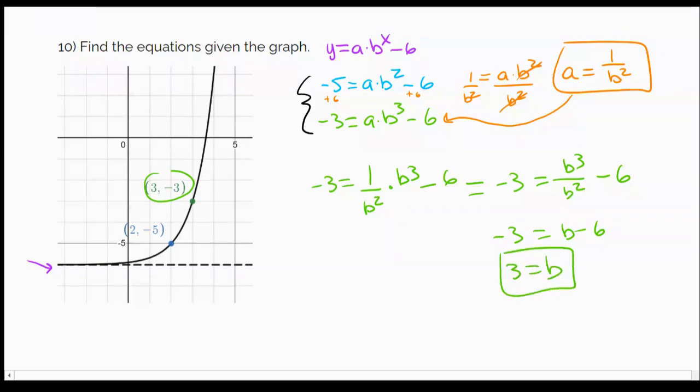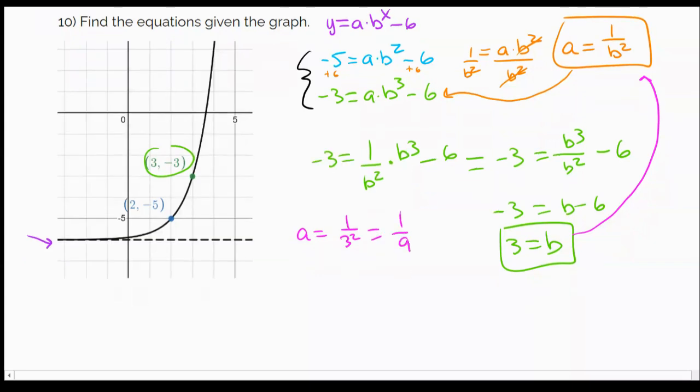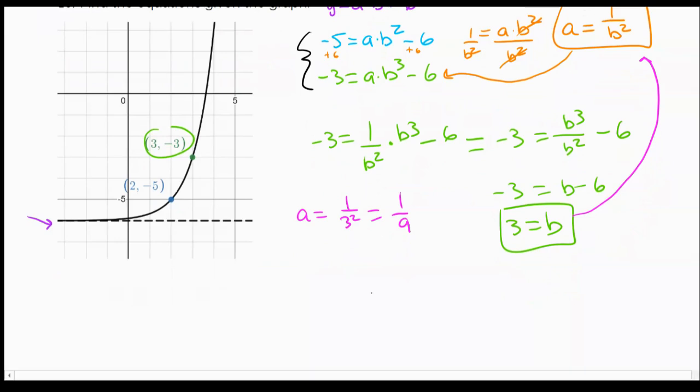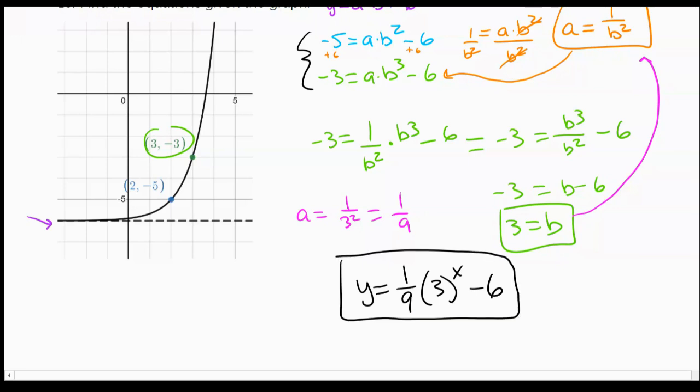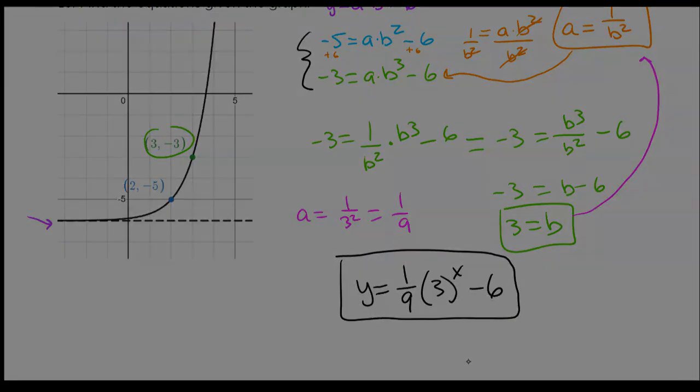Which makes sense because when I look at my graph, I can tell it's exponential growth, which means that my b value should be a number greater than 1. My last step here is taking that b value and plugging it back in to find my a value. So my a value is going to be 1 over 3 squared. So my a value is just 1/9. And my final equation is y equals 1 over 9 times 3 to the power of x, minus 6. And that's my equation of this graph.